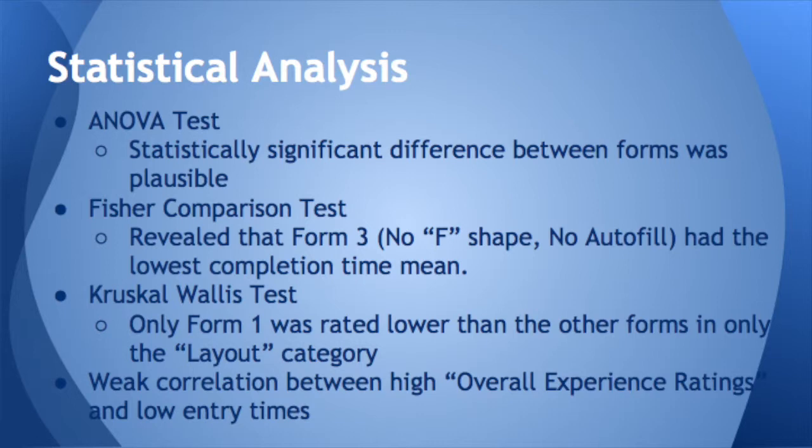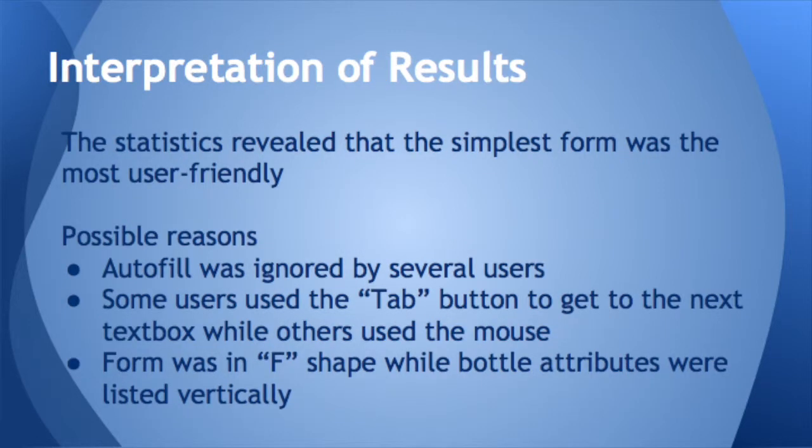Finally, I tested to see if there was a correlation between overall experience ratings and entry times, and it turned out that there was a weak correlation between high overall experience ratings and low entry times, but this correlation was not statistically significant. Although the statistics revealed that the simplest form, the one with no autocomplete and no F-shape, was the most user-friendly in terms of entry time, there might be some reasons as to why the autocomplete and F-shape weren't quite as effective as expected.